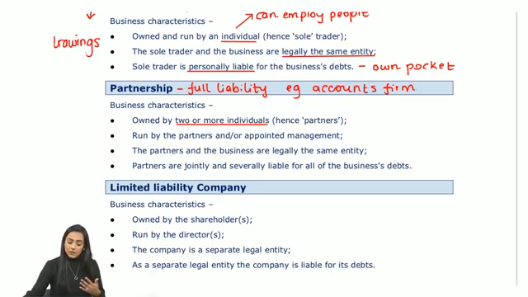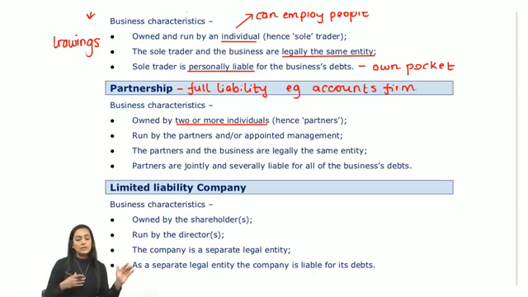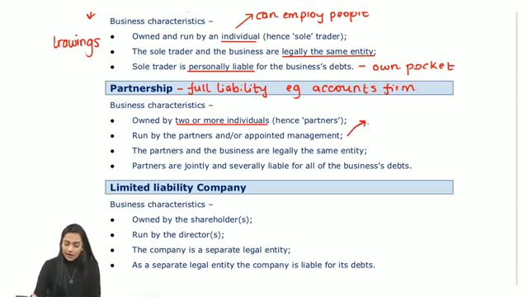And you can have sleeping partners who just own the business and don't do anything, or you can have active partners who actually own the business and they play an active role in managing the company. And the best thing about having partners is that you can have more access to capital.